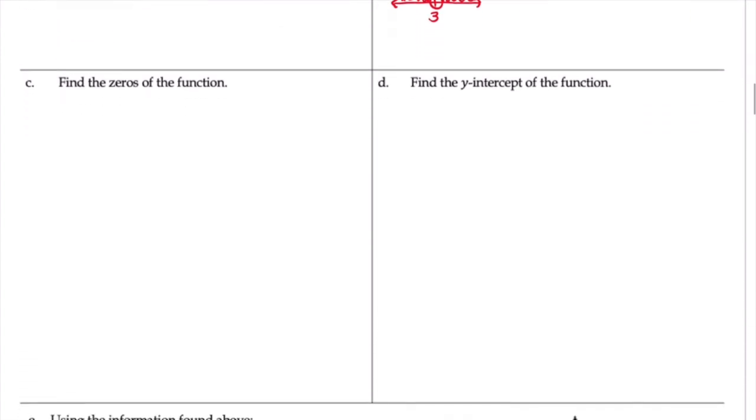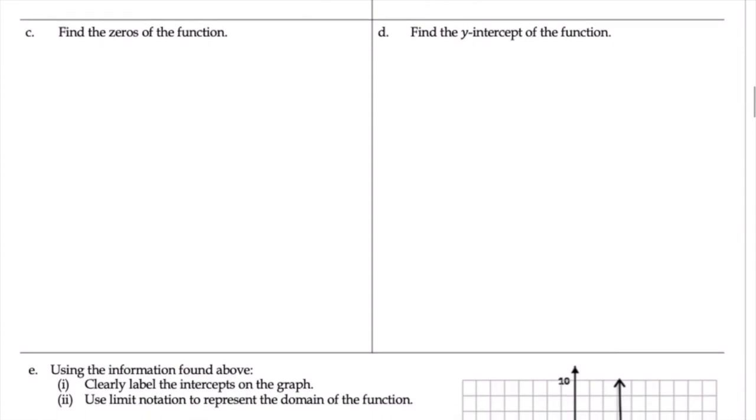Part C wants us to find the zeros. So the zeros means the x-intercepts. To find the x-intercept, we're going to remember what that means. That means we have a point on the x-axis, which would mean some number comma 0. So where are we going to replace 0 in our function? We're going to replace y with 0. So I'm replacing my y with 0 and I'm going to solve for x.